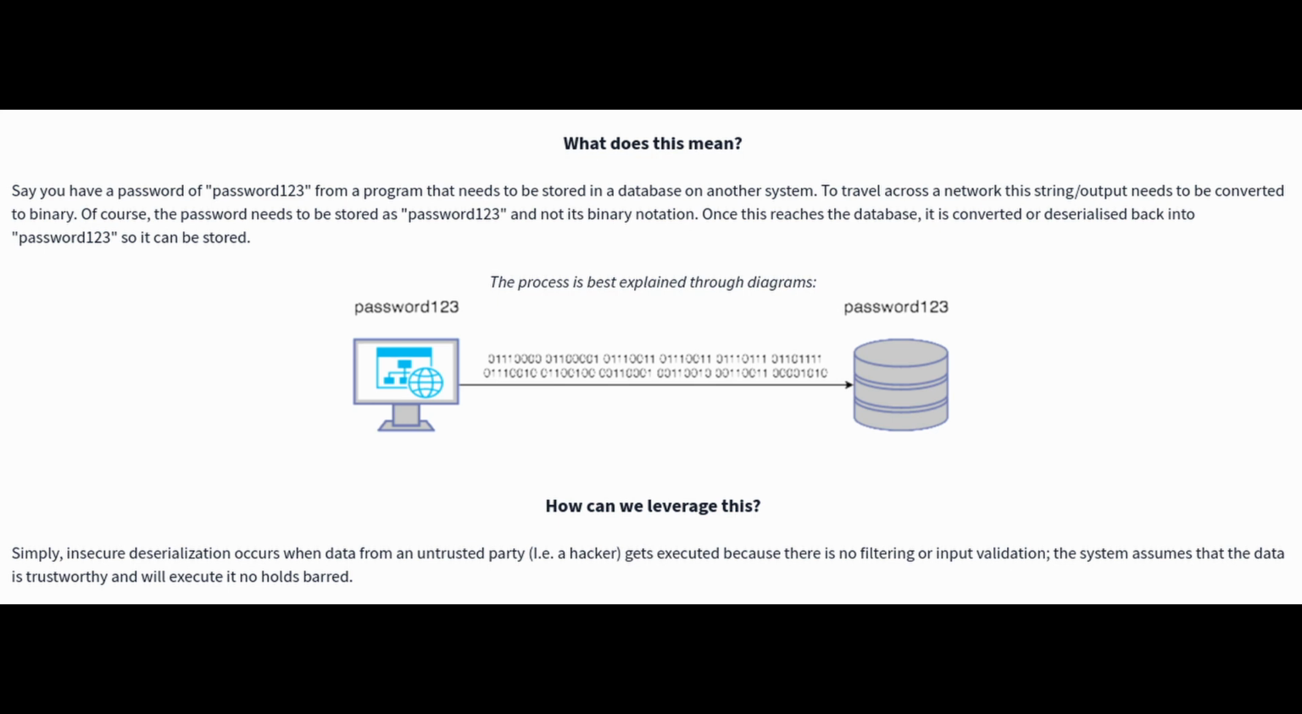Now, from an attacker's point of view, simply put, insecure serialization occurs when data from an untrusted party gets executed because there is no filtering or input validation.